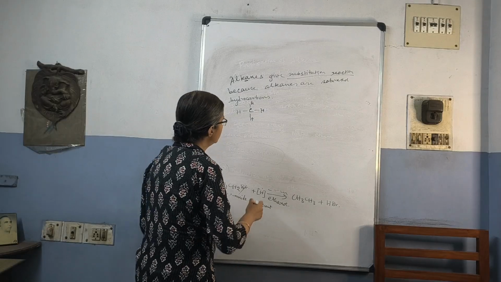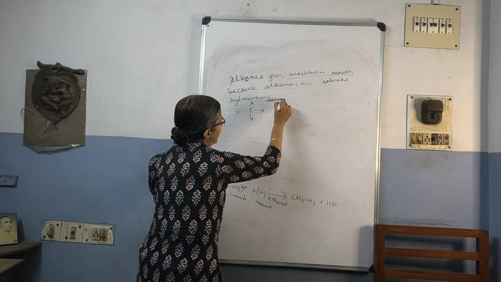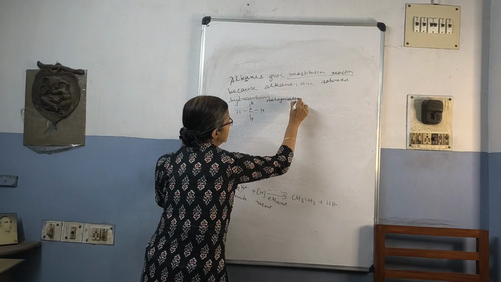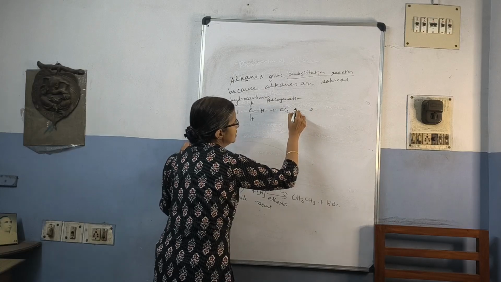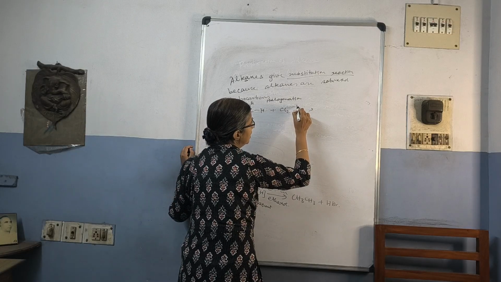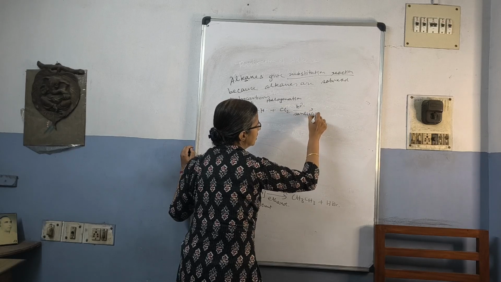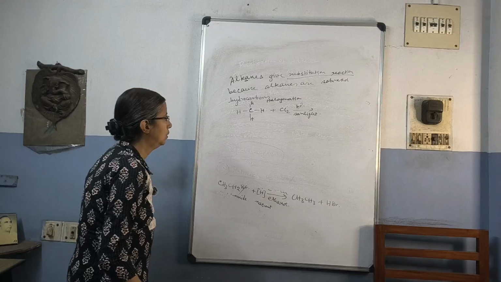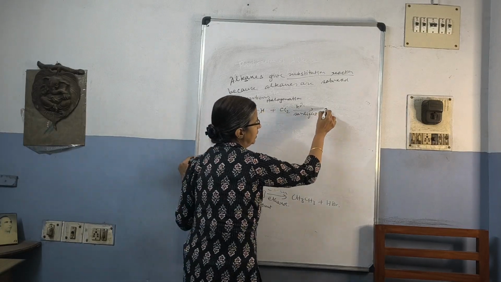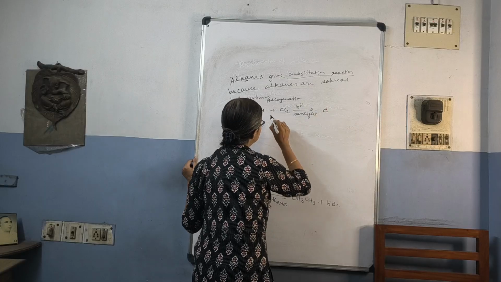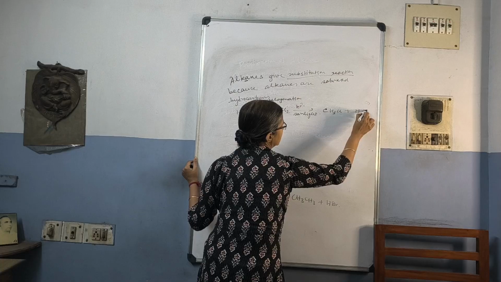Now, let us observe this. First one is halogenation, that is, we will add some halogen in presence of sunlight. We can write it as h nu or simply sunlight. One of the chlorine atoms will come and substitute here. So we will get CH3Cl plus HCl.